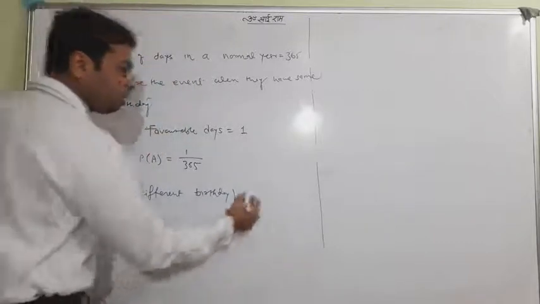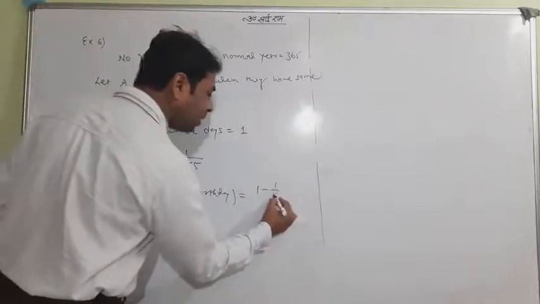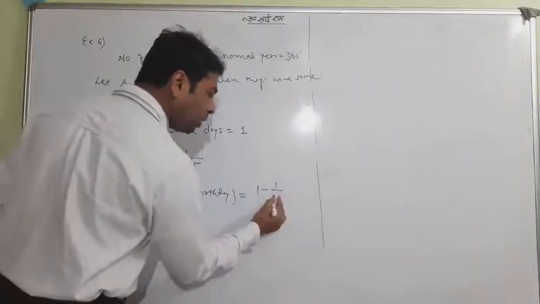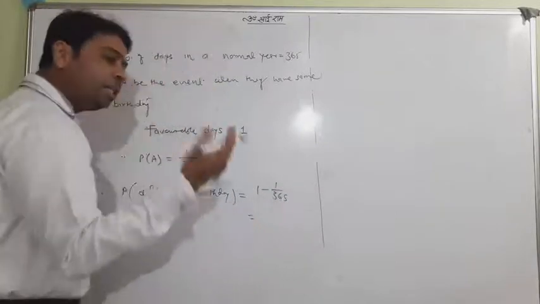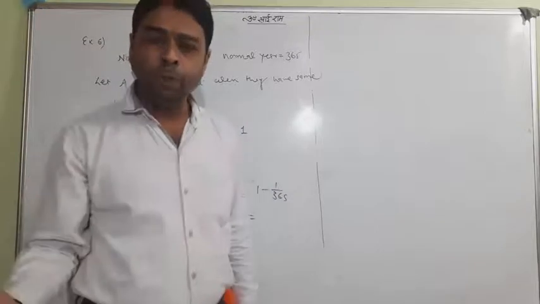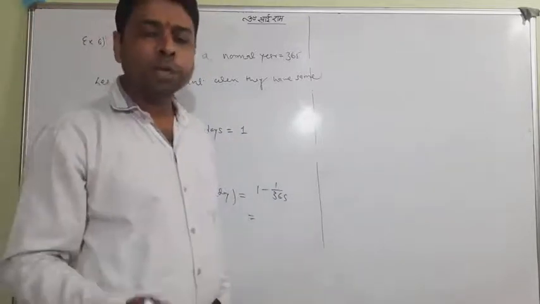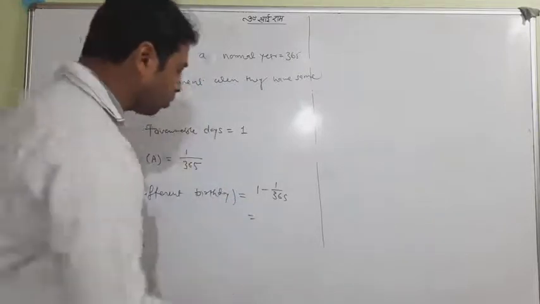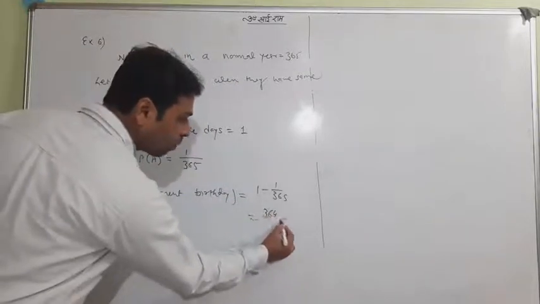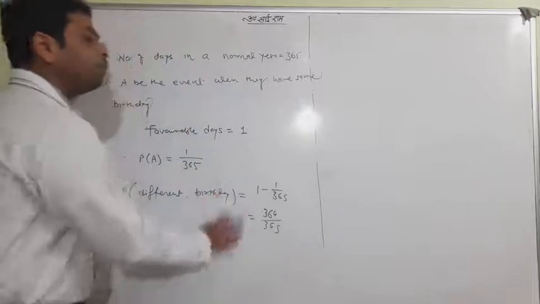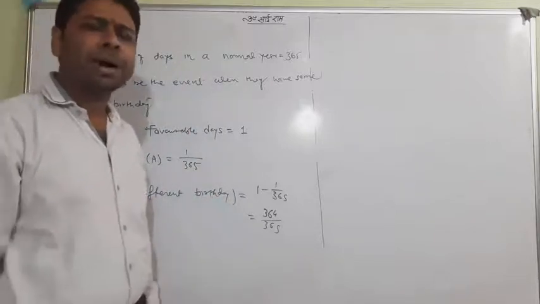For different birthdays, we just have to subtract the answer from 1, because there are only two possibilities. Either they have the same birthday or they have different birthdays. So the same birthday has probability 1 by 365, so the different birthday probability will be 1 minus 1 by 365, which is 364 upon 365. So this is the answer. One can arrange it by themselves.